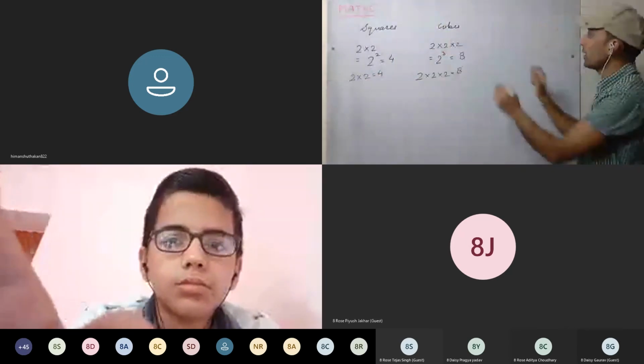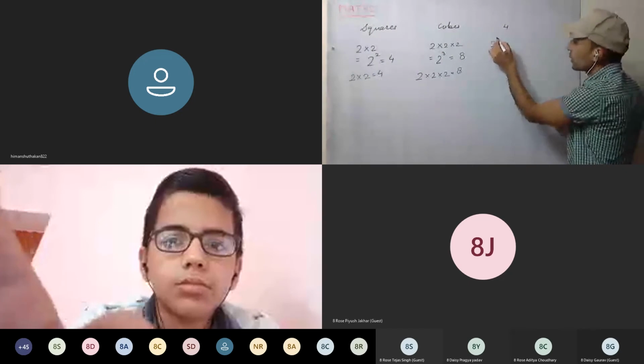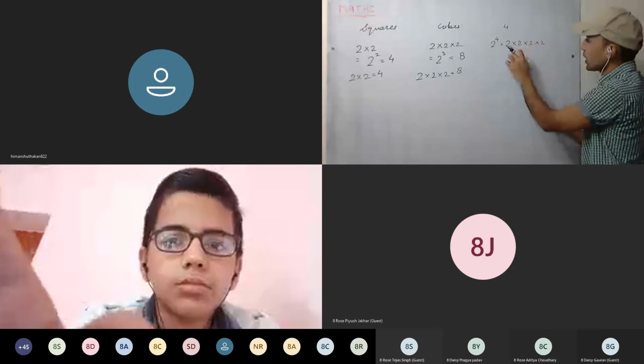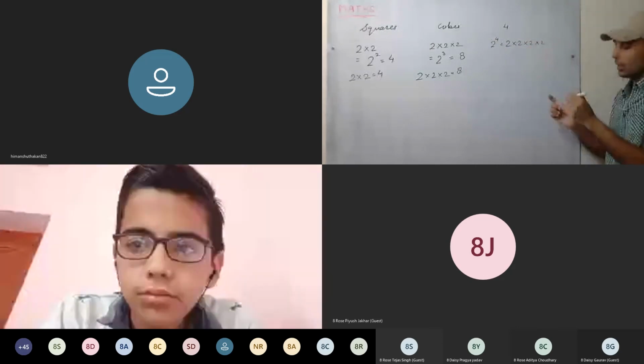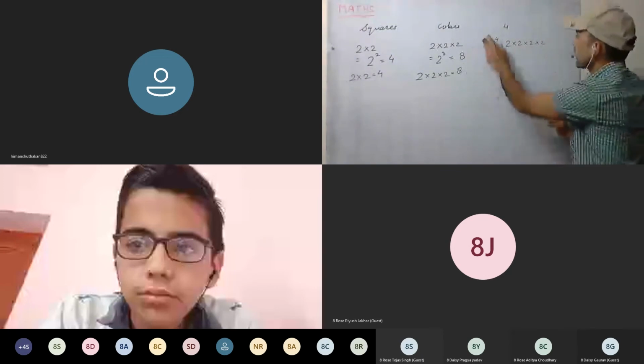Square, cube, similarly, power of 4. The power of 4, that means 2 raised to power 4, it means 2 into 2 into 2 into 2. The number appears how many times? 4 times. This you have understood? So we will be limited to cube this time.